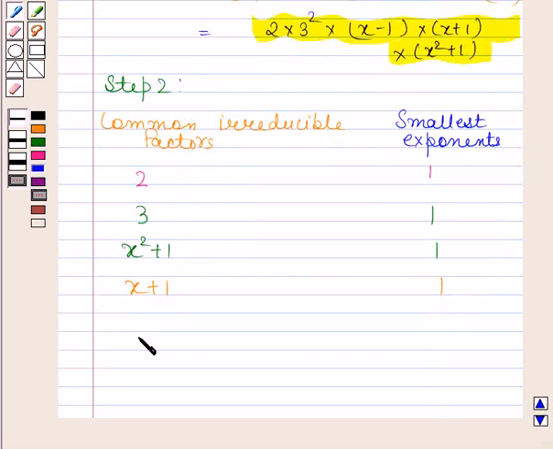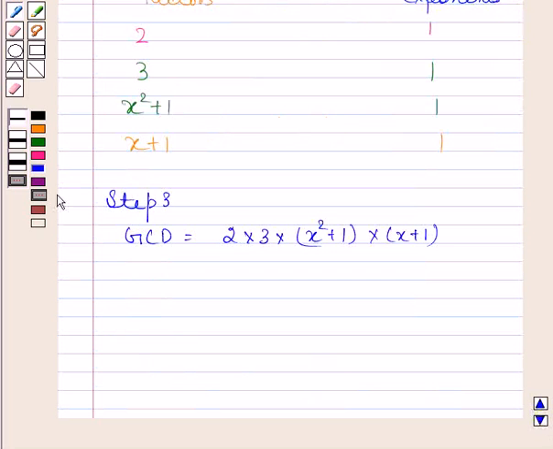And the last step, we will find the GCD. GCD is the product of all these irreducible factors. That is 2 into 3 into x squared plus 1 into x plus 1. This is equal to 6 into x plus 1 into x squared plus 1. Hence our required answer is 6 into x plus 1 into x squared plus 1.